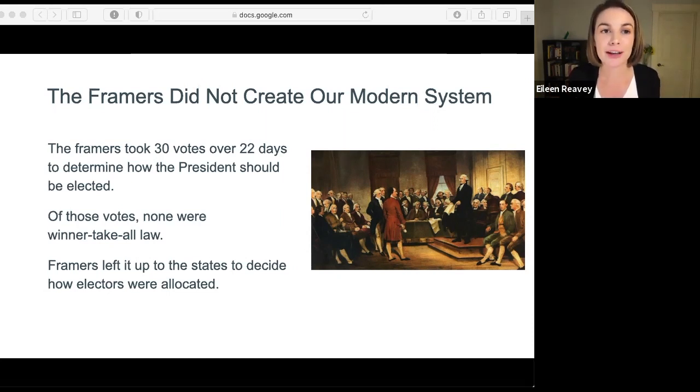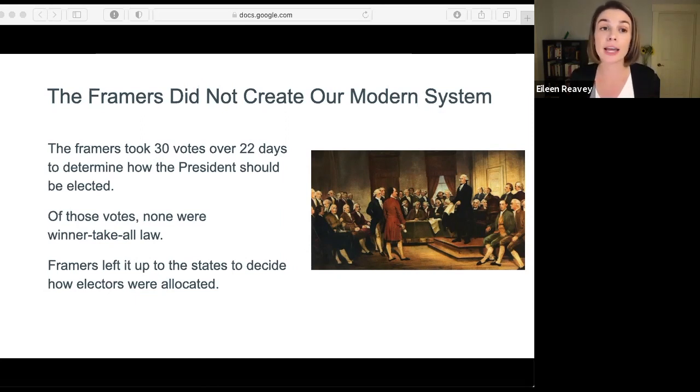after the founders came up with the concept of choosing electors, they debated how those electors should be chosen. They took 30 votes over 22 days on the idea of how the president should be elected. Not a single one of those votes was on this system where whoever gets the most votes in a state gets all of that state's electoral votes, the winner-take-all law. That wasn't something they even considered at the founding of our country. Ultimately, they decided to leave it up to the states to decide how the electors were allocated. They were the closest body to the people, and they were the best able to make this decision.